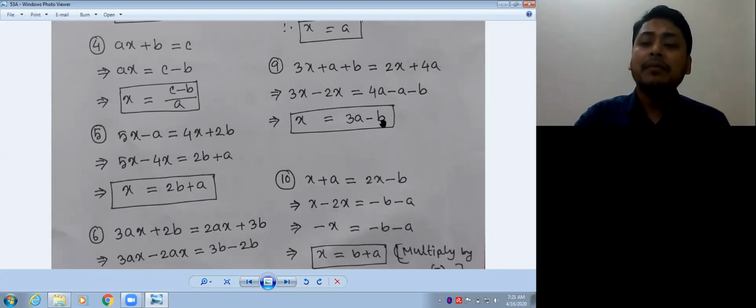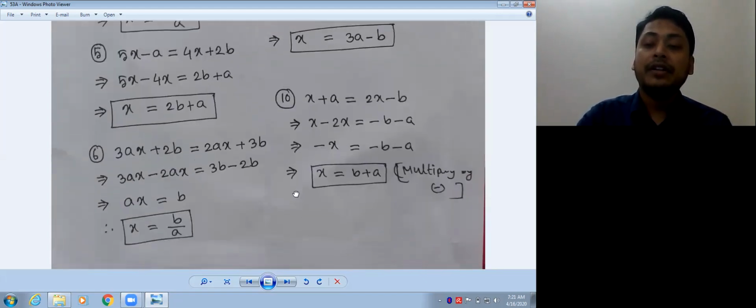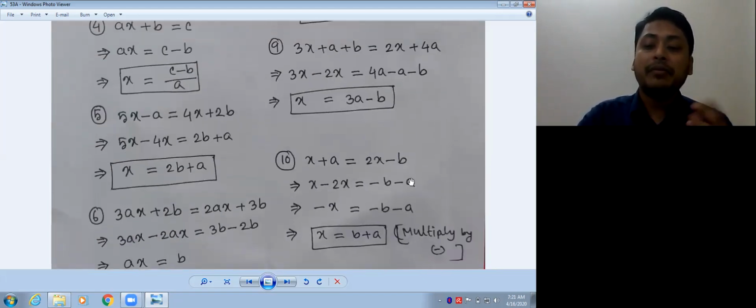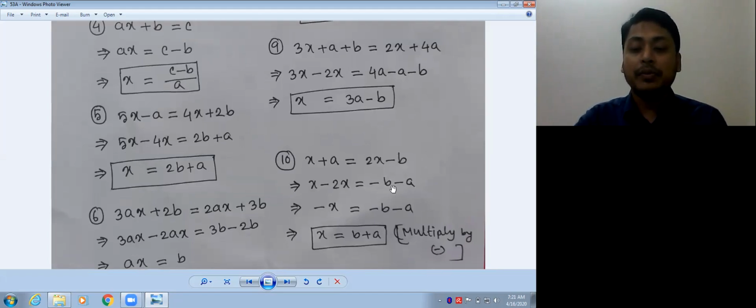b will be the same because there is no partner to fight with b. Only a has the enemy. This is the minus a. Okay, listen very carefully. b will be the same thing. Number 10, it's a very, very important and new idea of maths. x plus a equals 2x minus b. We did as usual. That means we wrote this 2x in the left hand side. Now minus b and minus a.